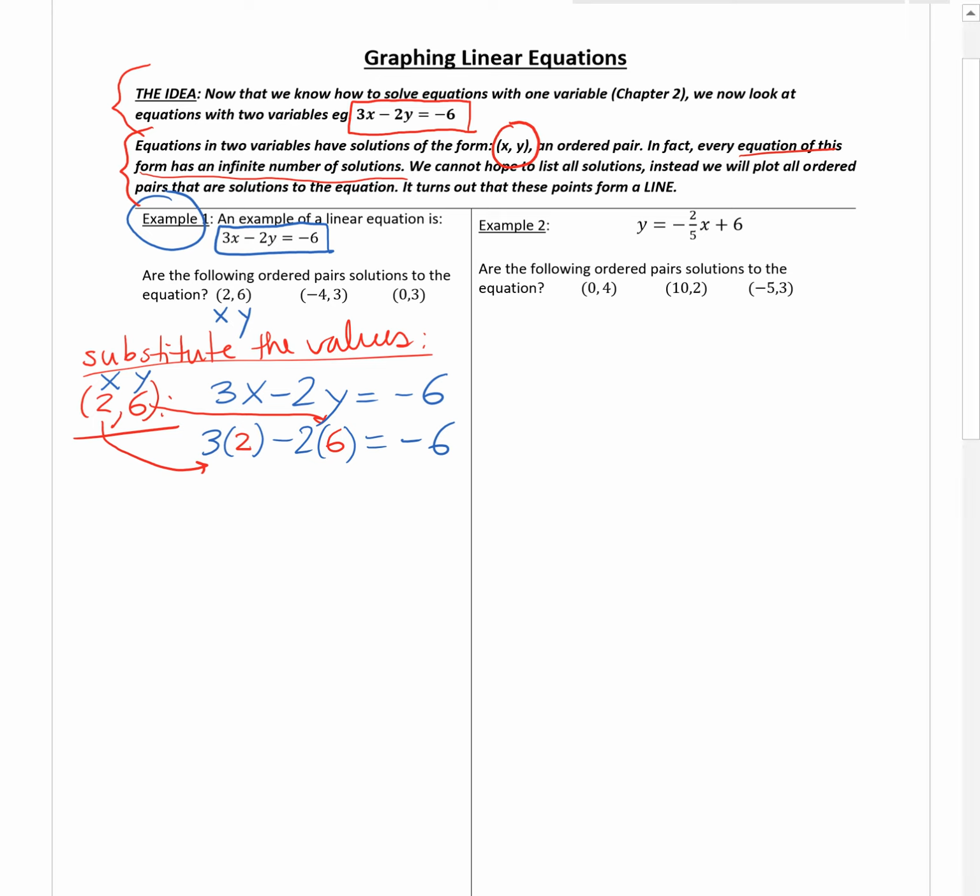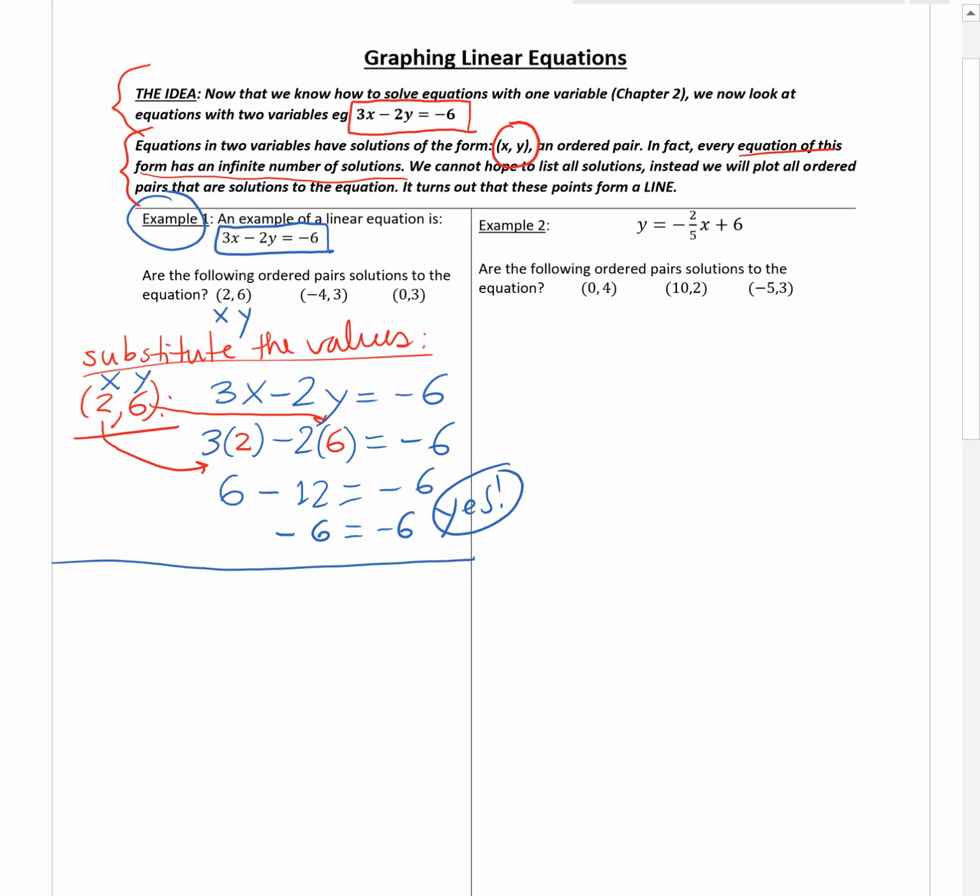So it looks like it's 3 times 2, that's 6, minus 2 times 6, that's 12. I'm going to see if that's equal to negative 6. Actually, that is true, right? 6 minus 12 is negative 6. So that means, yes, that point is a solution to this equation.